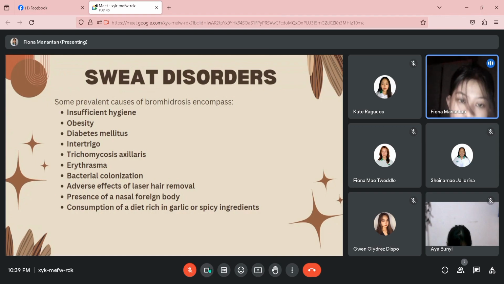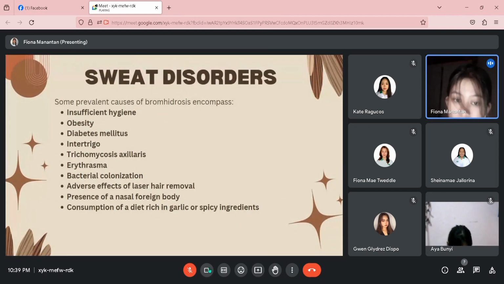We also have presence of nasal foreign body. A nasal foreign body, such as a piece of food, can cause a foul-smelling discharge from the nose. Now, this discharge can sometimes drip down the back of the throat and be swallowed, contributing to body odor.